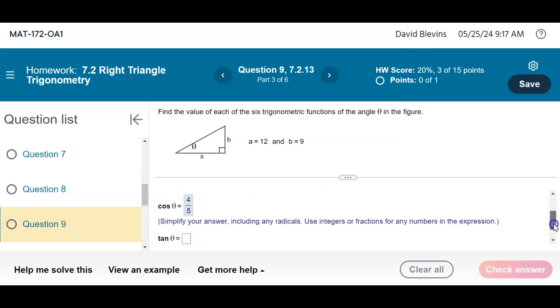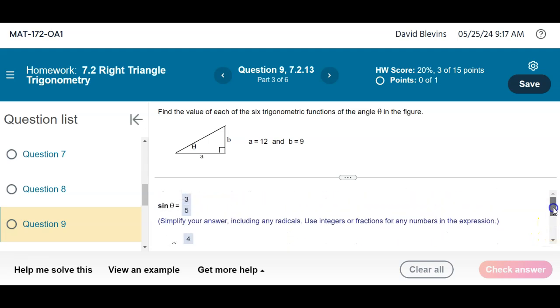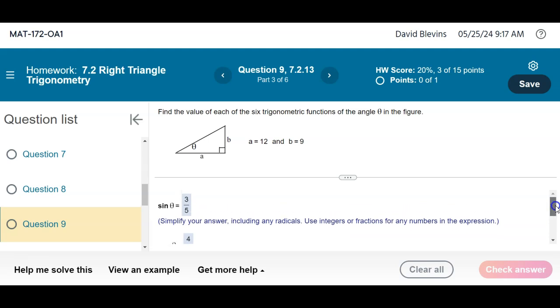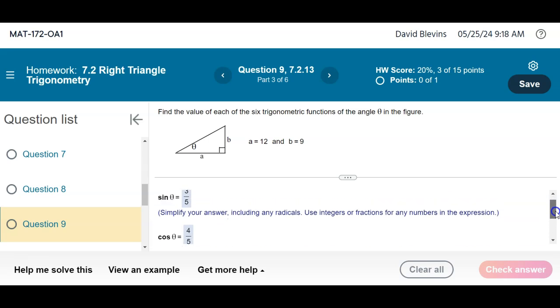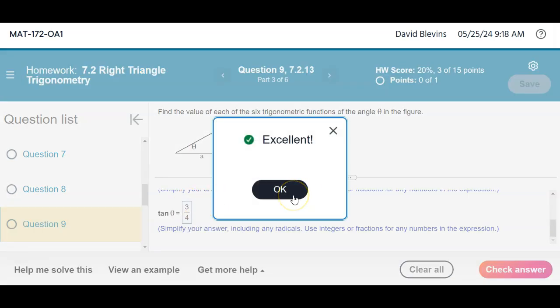Okay, and then tangent. Tangent is opposite over adjacent. So in this case, B over A. B is 9, A is 12. So again, that will reduce to 3 over 4. But tangent is also sine divided by cosine. And when you've already done sine and cosine and you have them in simplified fraction form, when they have the same denominator like this, 5 and 5, the tangent will just be the numerator of sine divided by the numerator of cosine. So it's just going to be 3 over 4. So there's 3/4. There's my answer. So cotangent will be 4/3. It'll be the reciprocal of tangent.